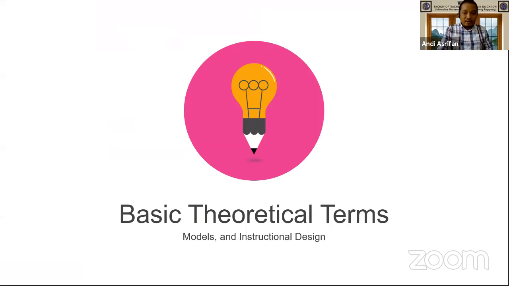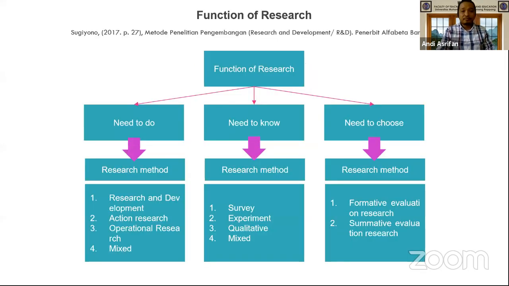This is the basic theoretical term about the model in instructional design. Let's come first from the theory, from Sugiyono in Metodologi Penelitian dan Pengembangan, 2017, where we know that there are three functions of research. The first, we do research because we need to do; then we do research because we need to know; and then we do research because we need to choose.